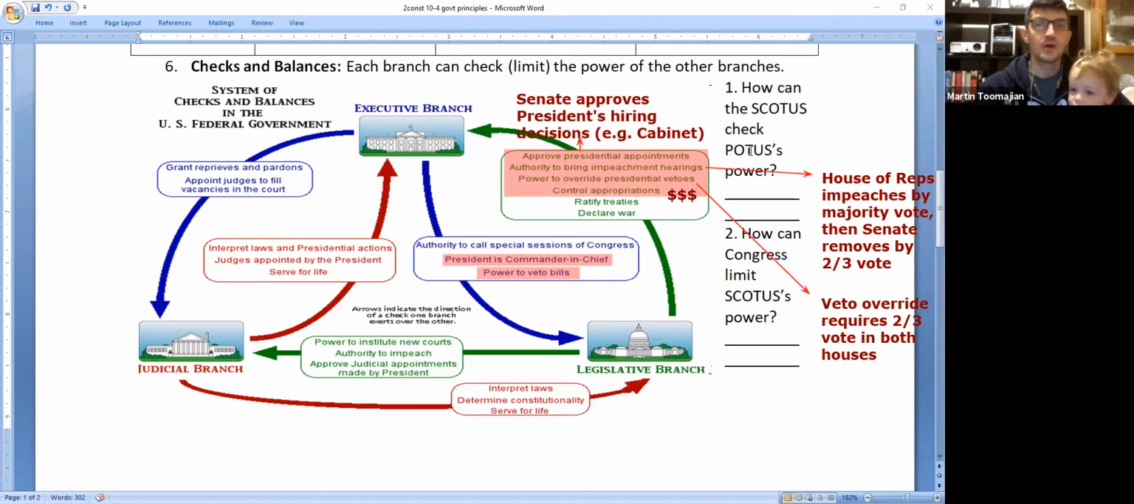So the Article 3 branch interprets laws, and specifically the way that the Article 3 branch, the Supreme Court, can check the other branches' power is it can, I'm going to highlight the big thing that it does. It declares things unconstitutional. It says, no, you can't do that. That doesn't fit with the Constitution. So let me show you. All right. So highlight these guys.